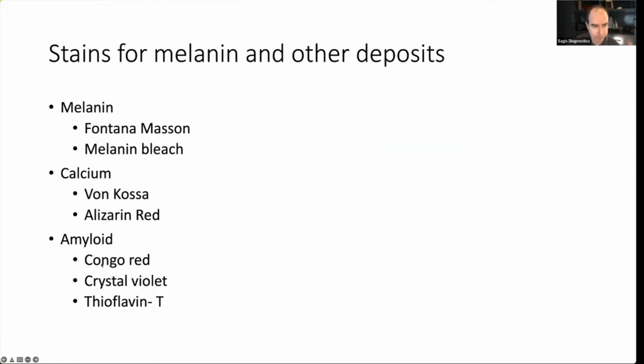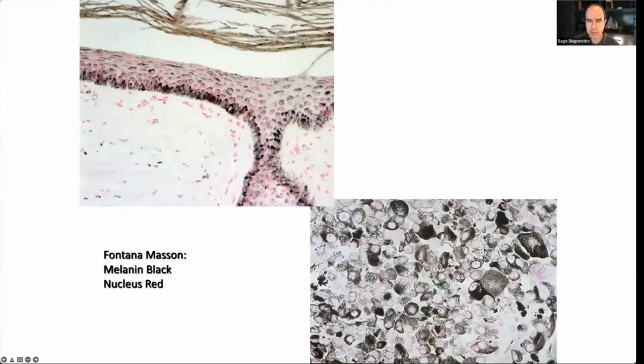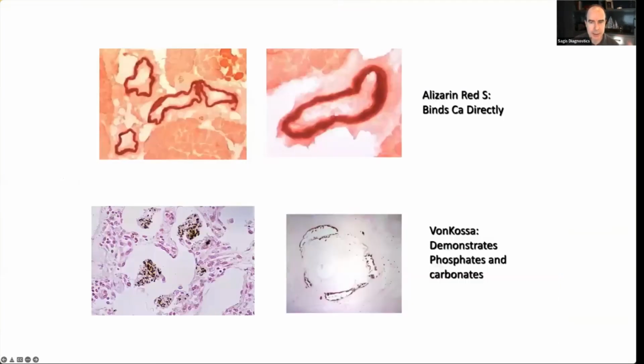Congo red. So in Fontana-Masson stain, you can see that the melanin stains black. Here's the epithelium, the epidermis, and you can see that the melanin of the basal keratinocytes is staining black. And here it is closer up. This would be a melanoma producing melanin, which is black.